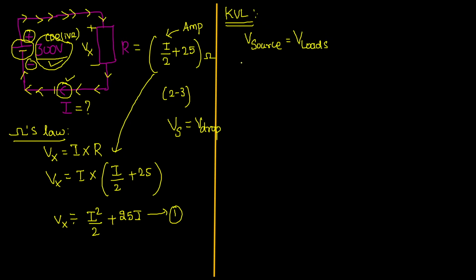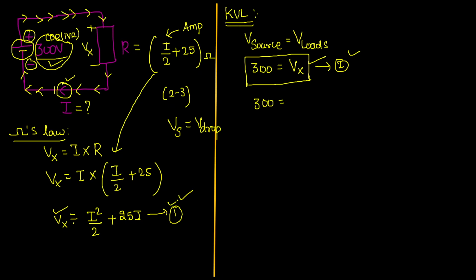In our case, the voltage supplied by the source is 300, equal to, how many loads are there? Only one load, and the voltage drop across that load was considered as Vx. So the voltage drop across the resistor can also be considered as 300. Equation number 1 and equation number 2 are both Vx, so I can match these two. I can substitute equation number 1 into equation number 2, so 300 equals I square upon 2 plus 25 times I.